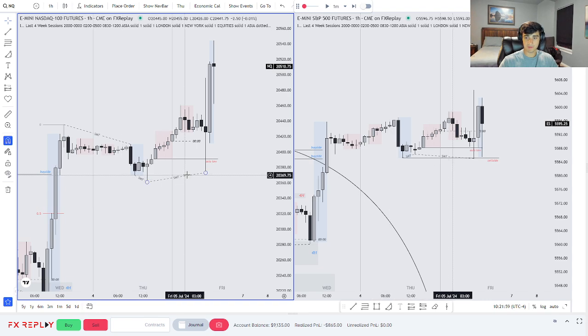SMT divergence at the lows. We can see that this sell model is complete because ES runs the ERL, NQ does not, and the market expands higher. And that's it.